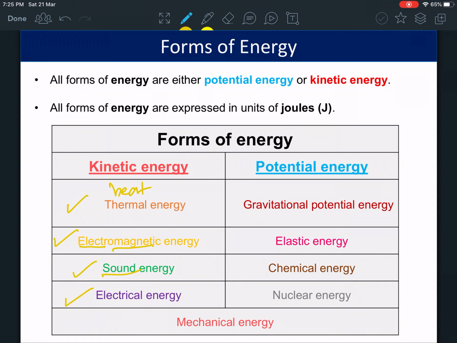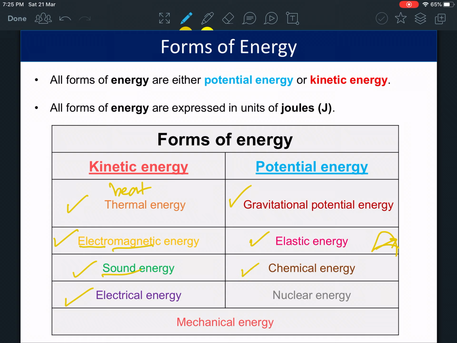Potential energy, the kinds of energy under it are gravitational potential, because sometimes you have something at the top of the hill, there's gravity there, but it's still not moving. It has gravitational potential. Elastic energy, the one in the band or the bow that we saw, remember the bow? This is called elastic energy as well.